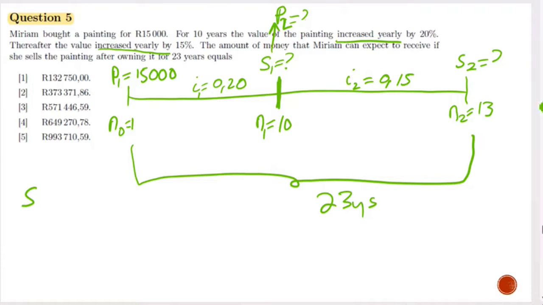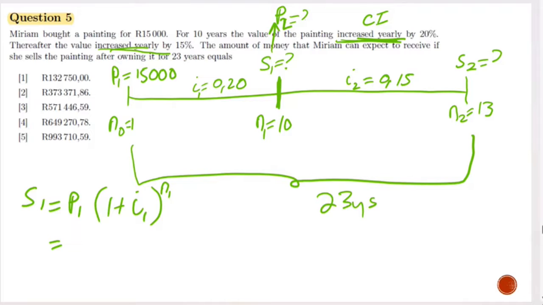The formula is going to be S1 is equal to P1 into 1 plus I1 to the power N1. Remember, I said we are working with compound interest because this is telling me increased yearly. That's a definition of compound interest. I know this is compound interest because it is compounding every year.